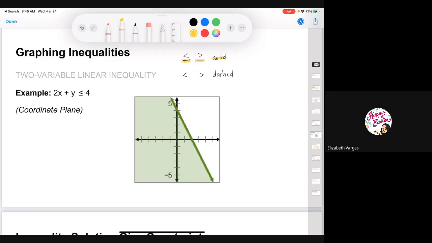Okay, so here we have this equation right here. 2x plus y is less than or equal to 4. So because we have less than or equal to 4, because we have equal to, we need to use a solid line. So here we see a solid line being used. So we know we need to use a solid line.